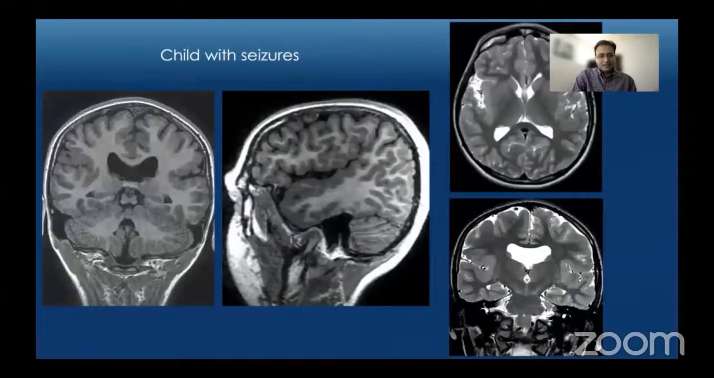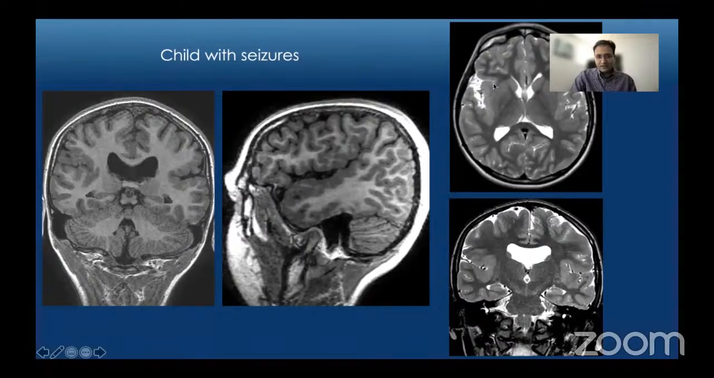Moving on to case number 3, this is a child who presented with seizures. So on MR evaluation, we have coronal and sagittal T1 MP-RAGE sequence. On these T1 weighted images, we see this abnormally thickened and lobular appearing cortex in the right perisylvian region as well as in the left perisylvian region. Also on the sagittal images, we see this abnormally deep sylvian fissure, which extends all the way up to the vertex and is lined by this thickened and lobular appearing cortex.